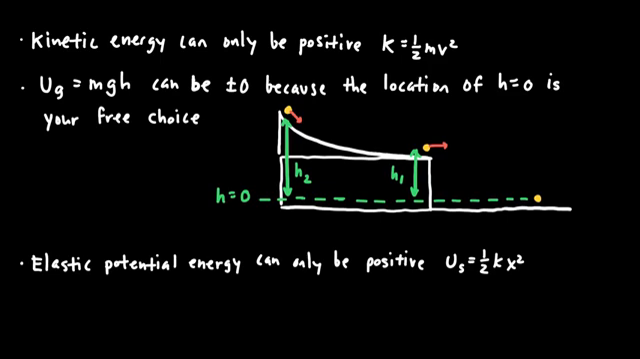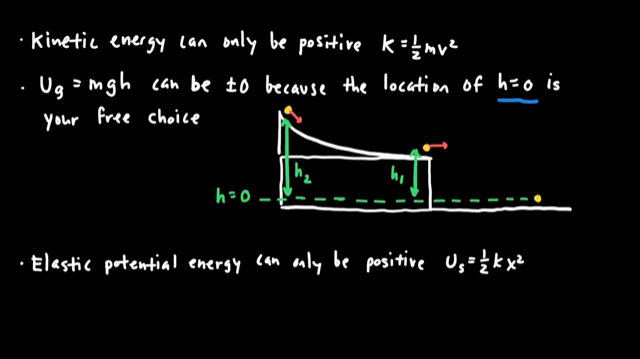A couple things that I think are important to point out is that kinetic energy can only be positive, and that's because the mass is positive and the speed must be positive, or even if you treat v as the velocity, it is squared, and so for that reason the kinetic energy has to be positive. Gravitational potential energy can be positive, negative, or 0 because the location of h equals 0, and this is an important point, right? The location of h equals 0 is your free choice.